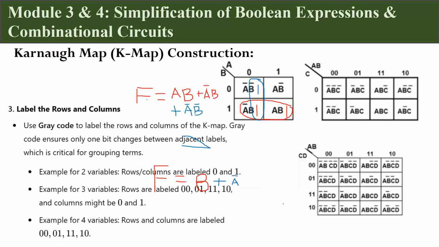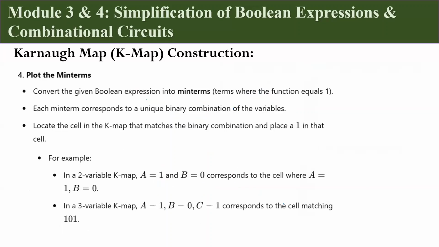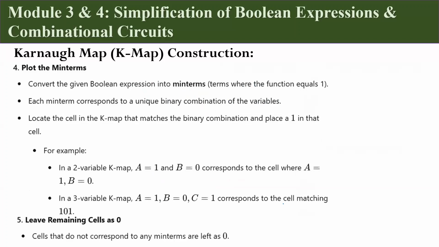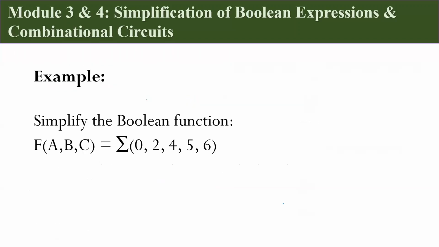So let's go on and look at the next one. I think we've been able to take care of all this. Plot the min terms, convert to Boolean, leave the remaining cells as 0. So that's all we have just done practically now. Let's now look at an example.